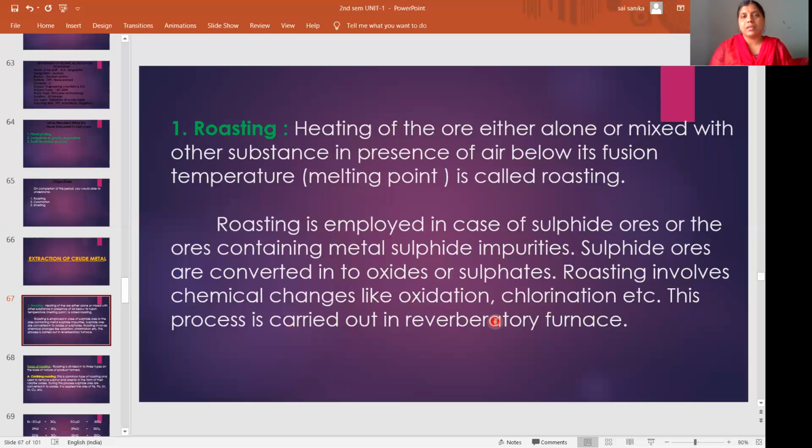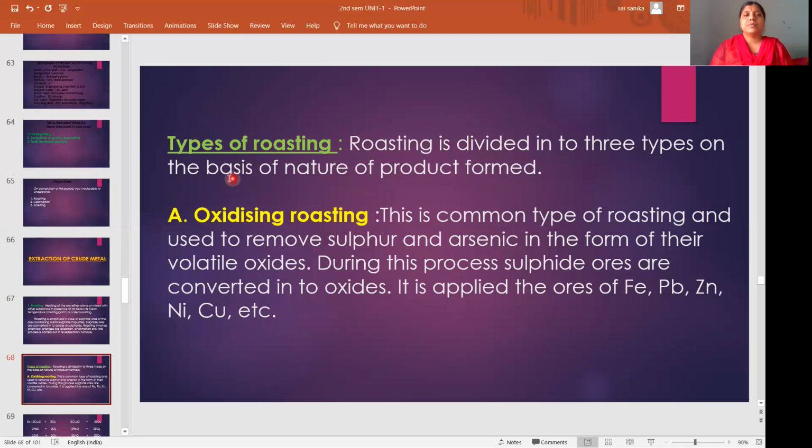Reverberatory furnace. So roasting is employed in case of sulfide ores or the ores containing metal sulfide impurities. During roasting, sulfide ore is converted into either oxide ore or sulfate ore. And roasting involves chemical changes, oxidation, chlorination, and this will be carried out in a reverberatory furnace. Okay. And types of roasting.